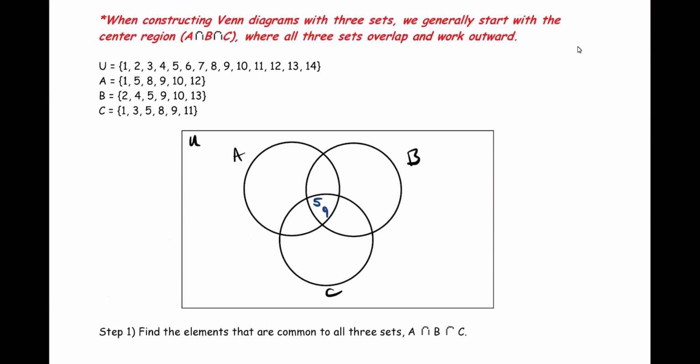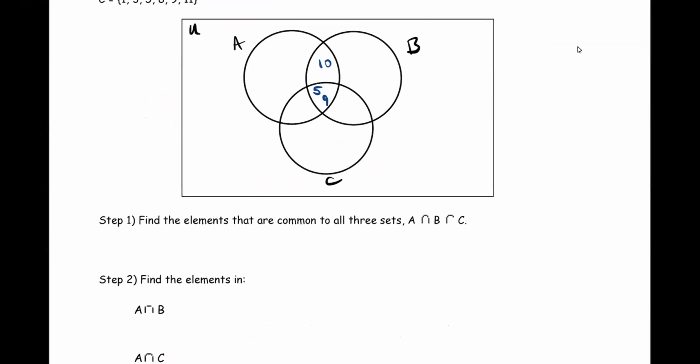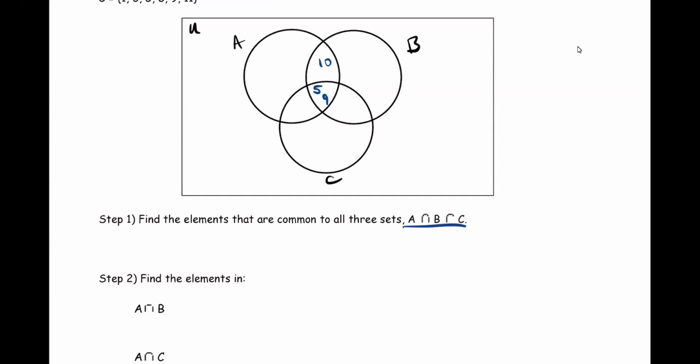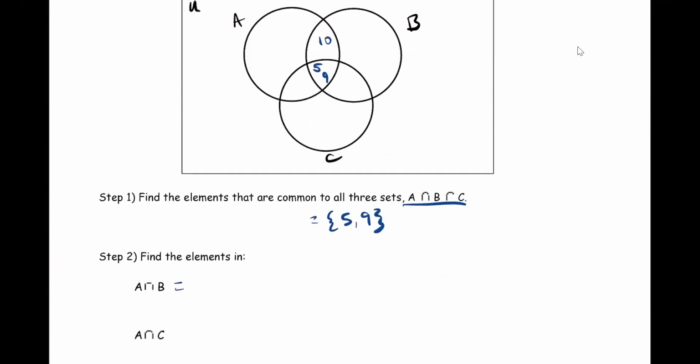12. 10, I'm sorry, 10, and I think that's it, right? Because we already counted the 5 and the 9, so those don't count anymore. So it looks like just 10. So that would go here. So far they ask, what is common to all 3 sets? Well, 5 and 9 were common to all 3. And then they're asking what's common between A and B. Well, A and B have 5, 9, and 10.